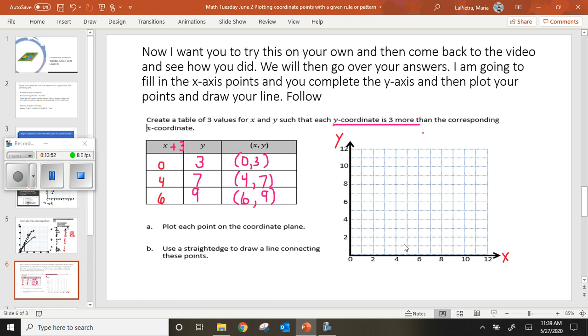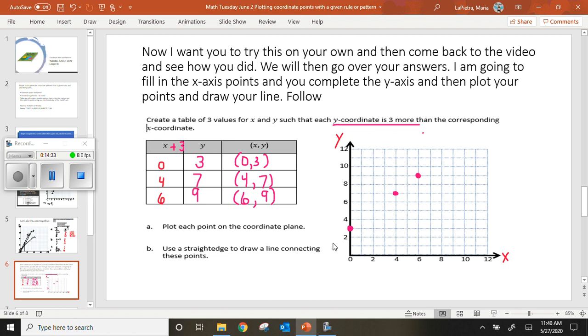This is called your coordinate plane, like I said in past lessons. Okay, so 0 over 0, so we don't go anywhere, and we go up 3. Okay, that's our first point. Our next one, over 4, up 7. Here we go. And our last one, over 6, up 9. Always going over first for your x and going up for your y. And there you have it.